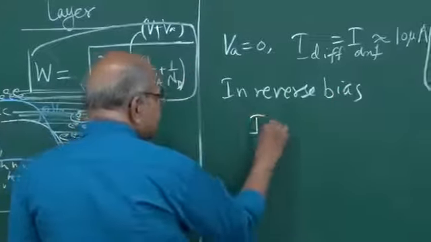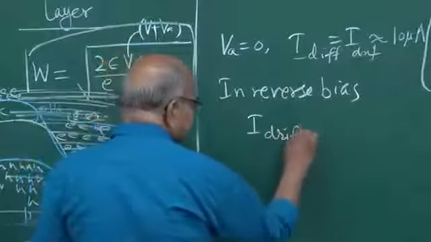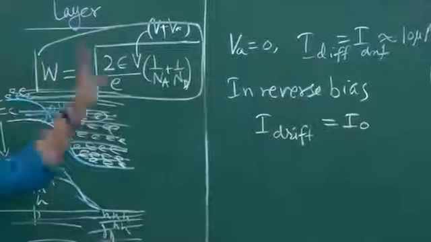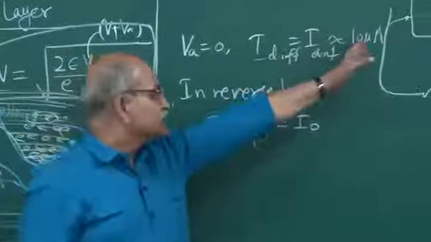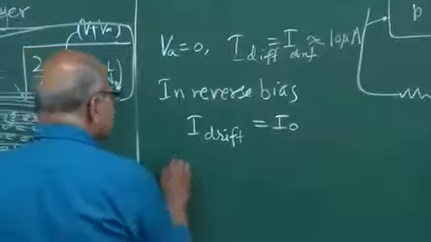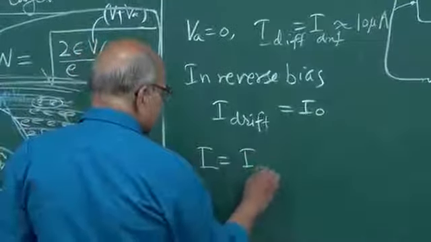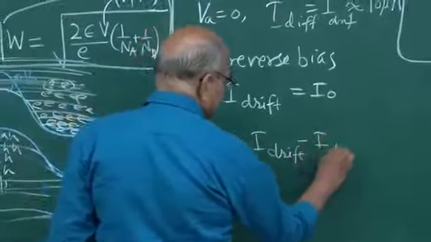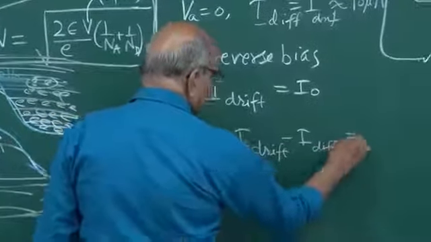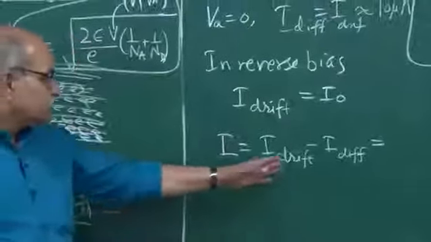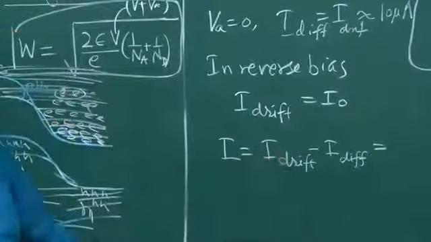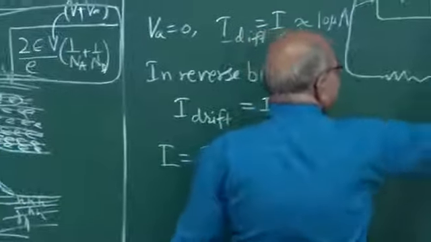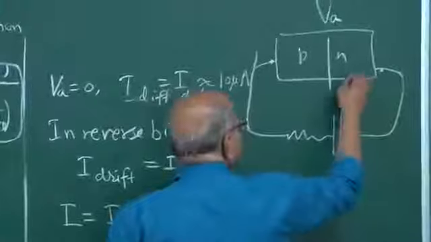This I drift is almost the same, it does not change, but the diffusion current goes down. Already it was this, but it goes down, and therefore this net current, which is now I drift minus I diffusion, will be in the opposite direction, in the direction of that drift. So, your current is in this direction. That is the expected direction from the cell also, N to P.